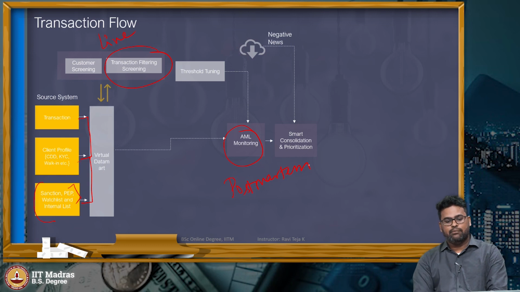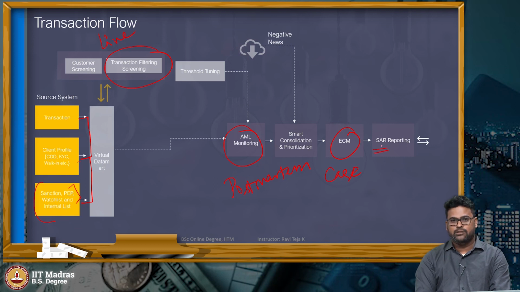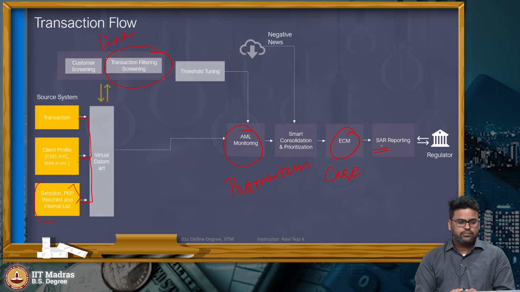After the transaction is complete, they'll be doing monitoring to see if any suspicious patterns are identified. And let's say that they have identified some patterns based on their experience. They will file a case, and they'll prepare something called a SAR, which is your suspicious activity report on that particular entity, and they submit it to the regulator. So on a high level, this is your transaction flow.